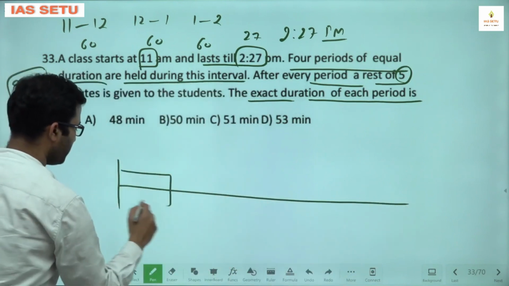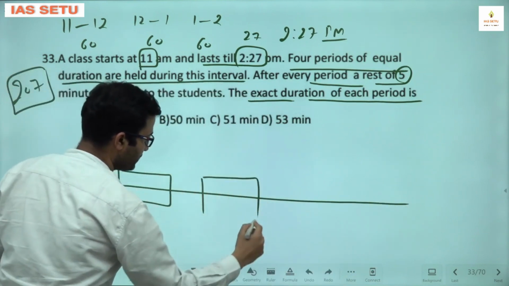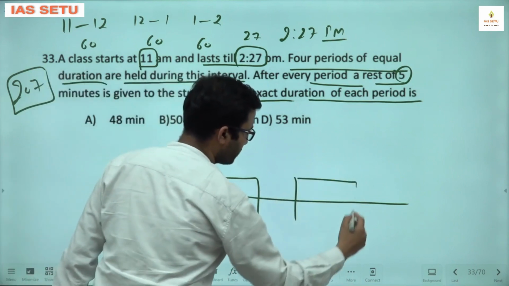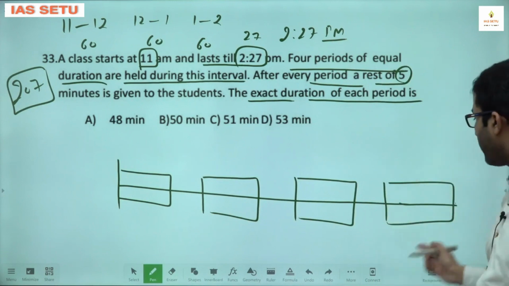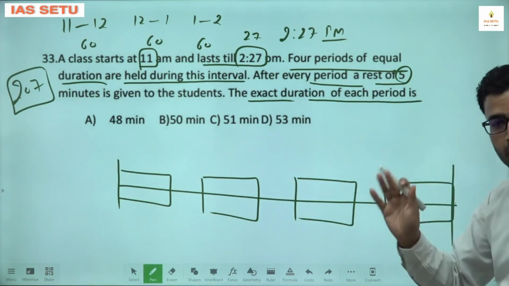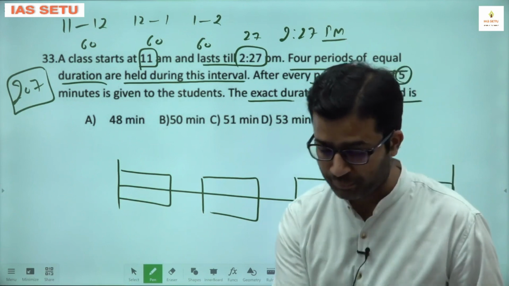This is first period. There is a gap of 5 minutes. Second period, there is a gap of 5 minutes. Third period, there is a gap of 5 minutes. Fourth period, after that chutti. No gap, because here you will not wait. Students, they will run away.